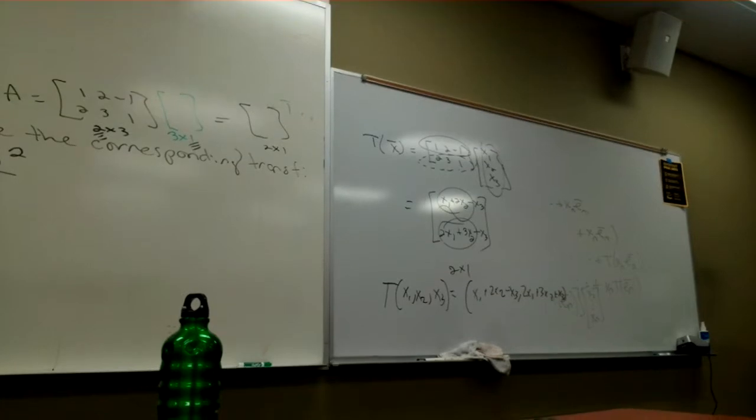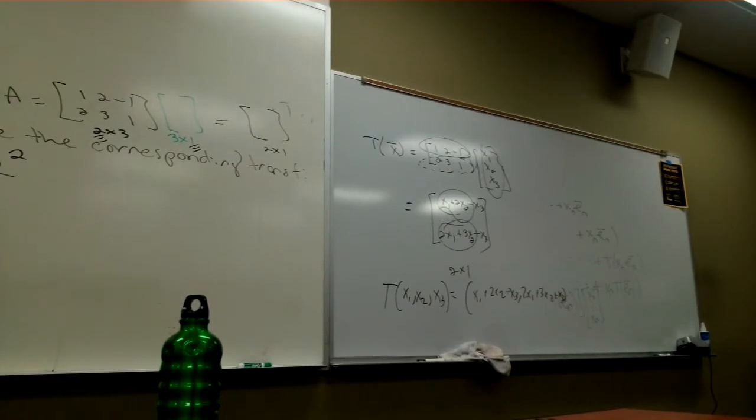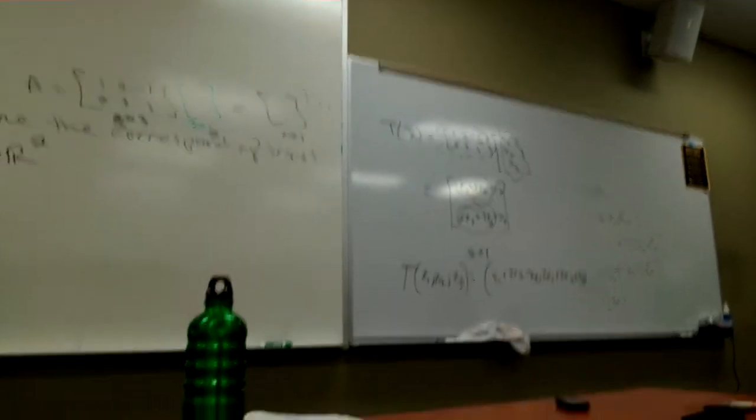Let's for a moment do it your way visually. So I've got a linear transformation T mapping from some vector space V.